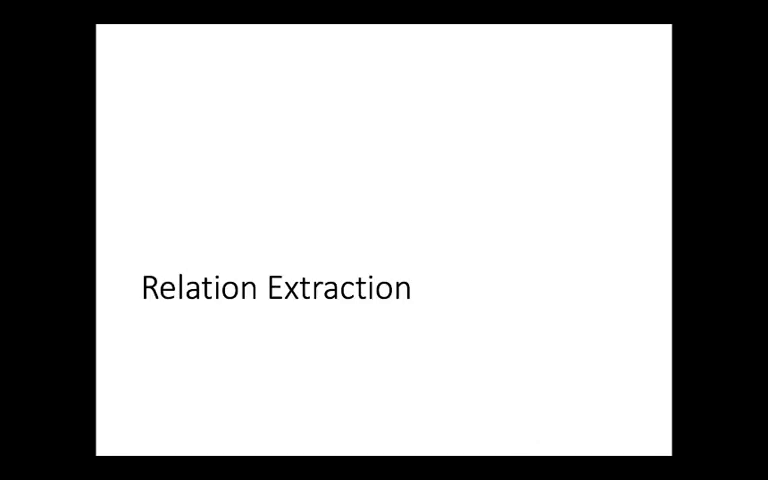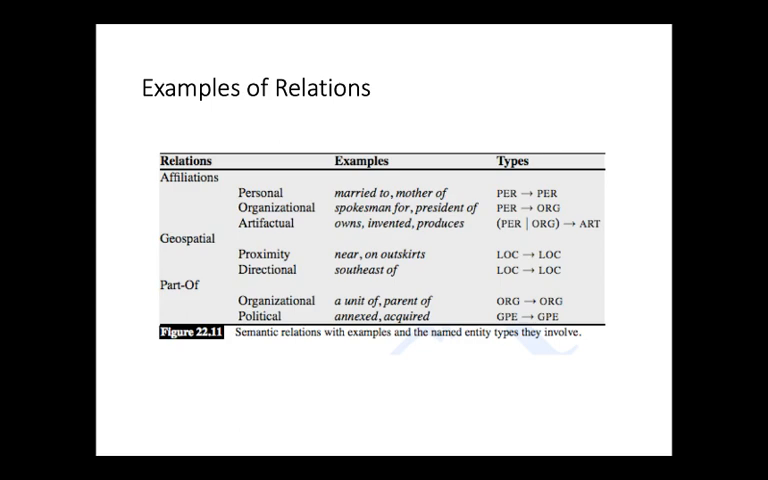So let's talk now about relation extraction. This is another kind of information extraction task. Here are some examples of relations you might be interested in. Affiliations, like being married to or mother of, spokesman for, president of, owner of, inventor of, producer of. There are also geospatial relations, like to be near, to be on the outskirts of, to be southeast of, or part of relationships, like being a unit of, a parent of, annexed by, or acquired by.